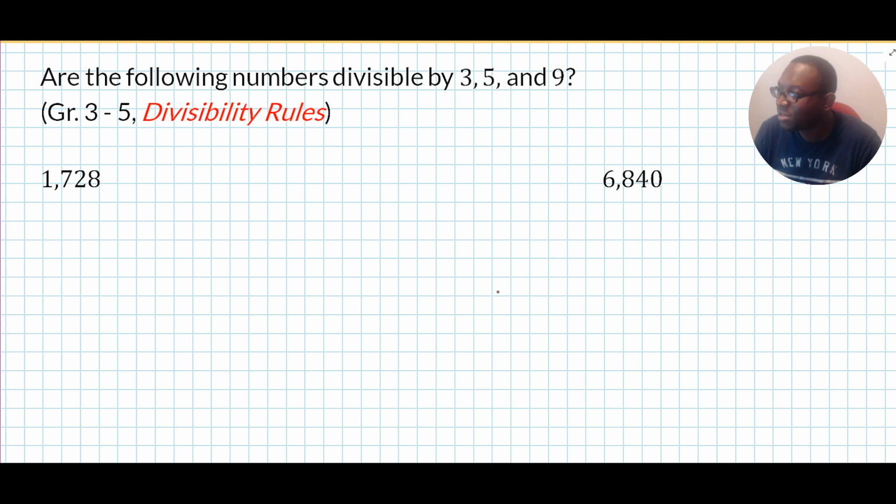Let's give you about 30 seconds. 30 more seconds on this. Are these numbers divisible by 3, 5, and 9? You can say yes, yes, or yes, no, or no, yes, or no, no. Whichever one. And then I'll be able to interpret that.